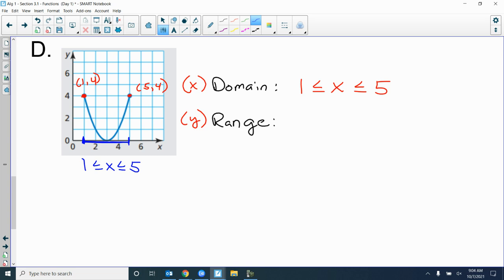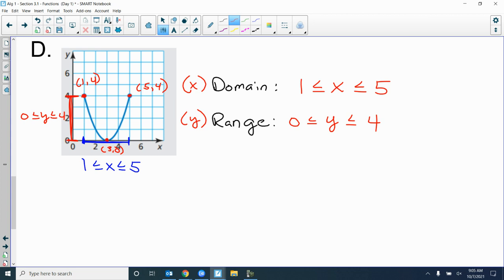What's the lowest point on that graph? It is right there, 3, 0. And I go to my y-axis and I put a mark. What's the highest point? Highest point is right up here at 4, right? And it hits everything in between. So always start at your lowest point. 0 is less than or equal to y is less than or equal to 4.